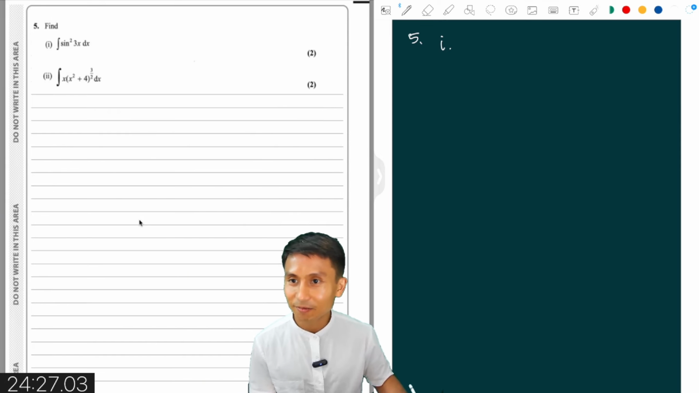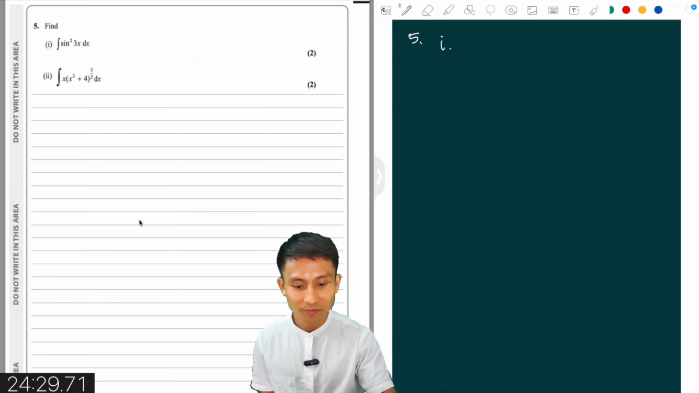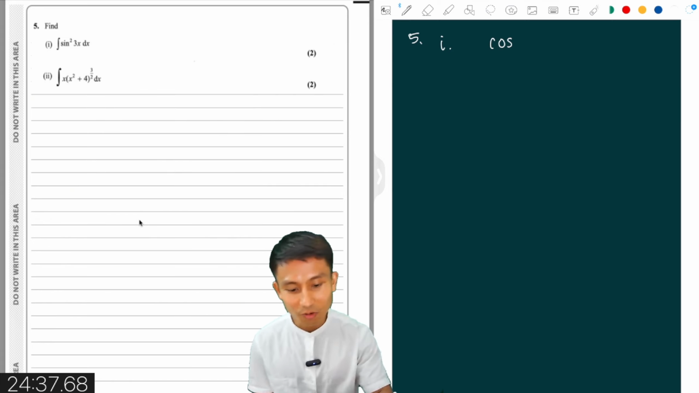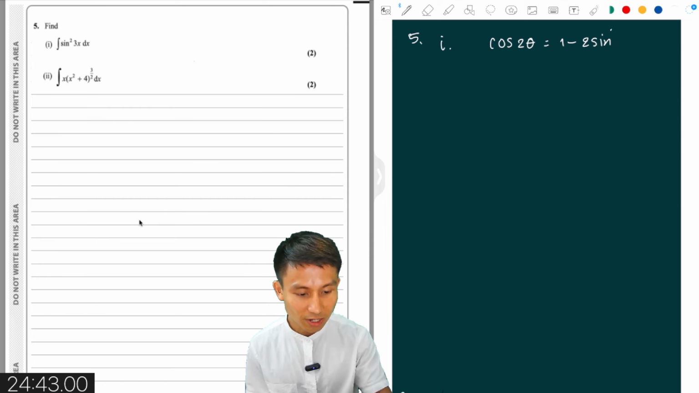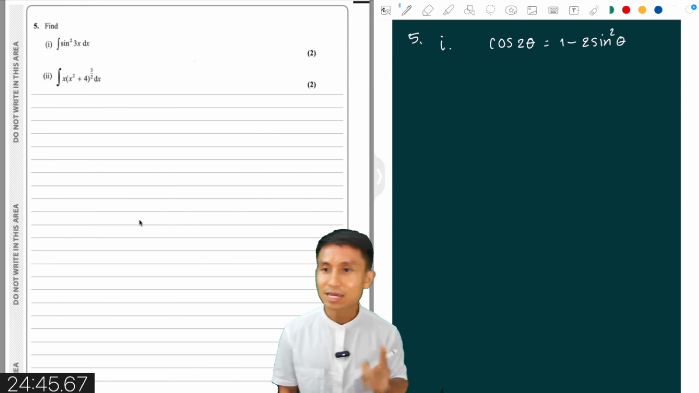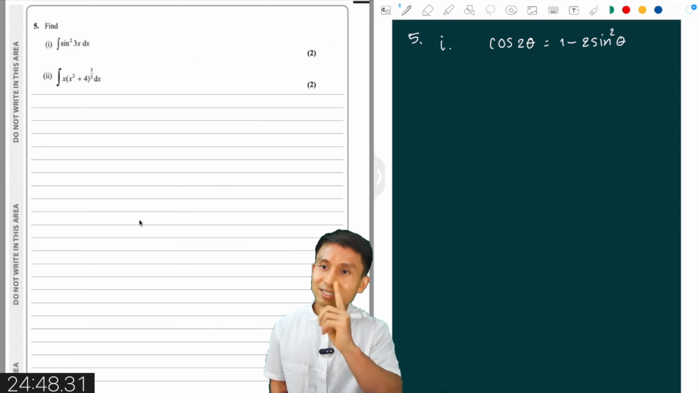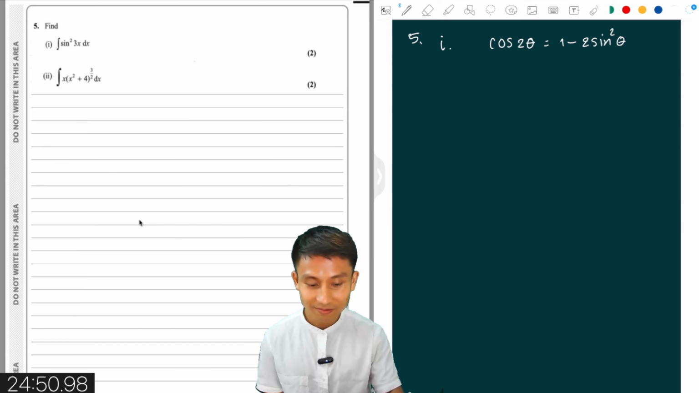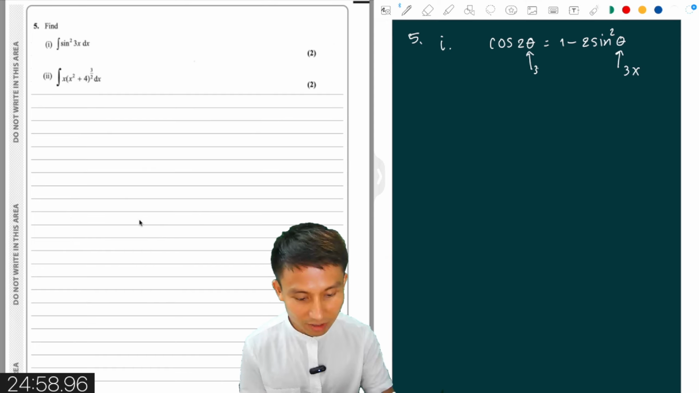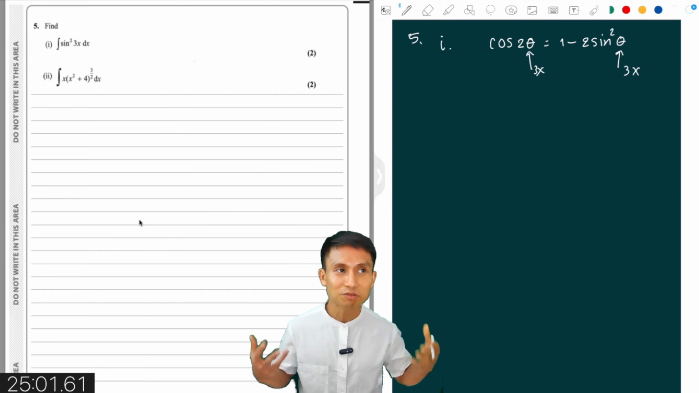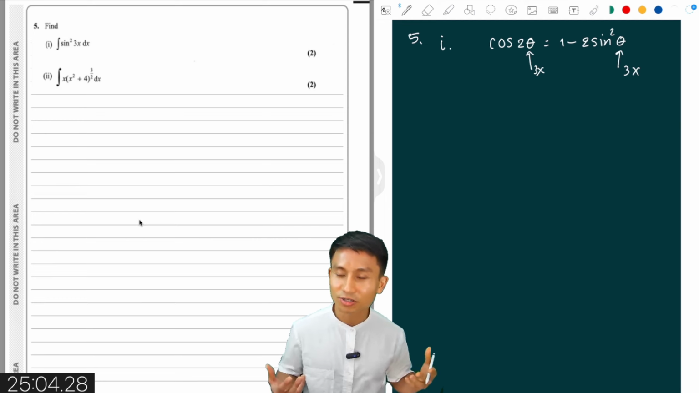Okay. Integrate. Oh, this is classic. You need to make use of the double angle there. The double angle, I write cos 2 theta equals 1 minus 2 sine squared theta. But the theta can be anything. So if you see sine squared 3 theta, you just change this to 3x, because you want 3x there. And that will also be 3x. It's effectively like you are substituting theta with something else.